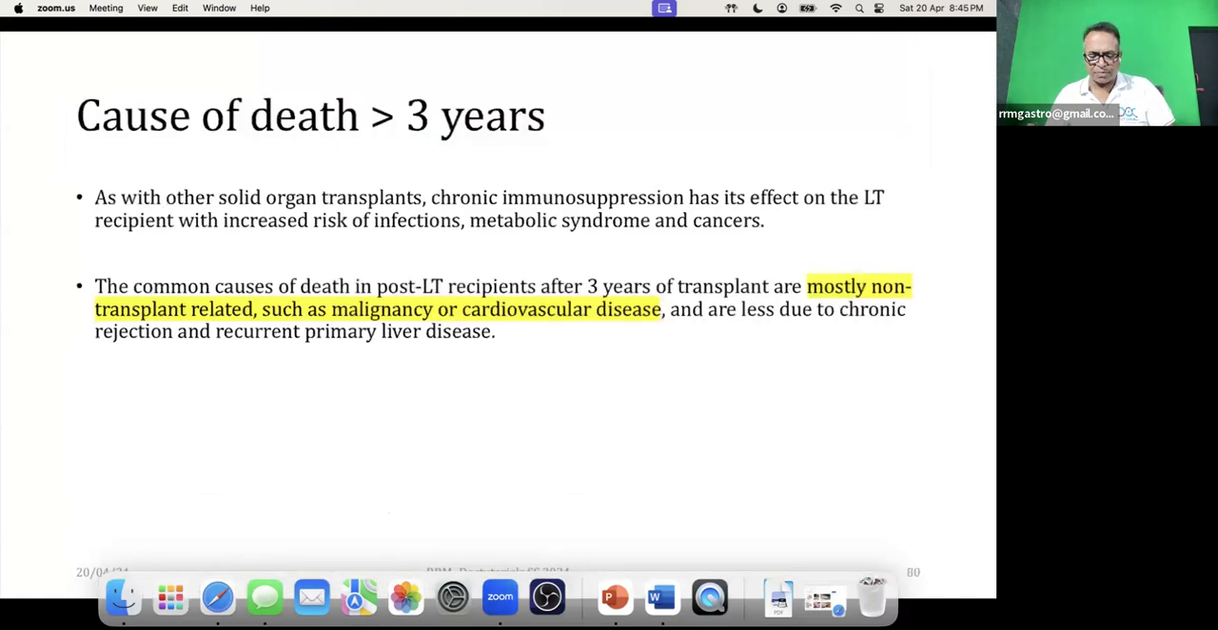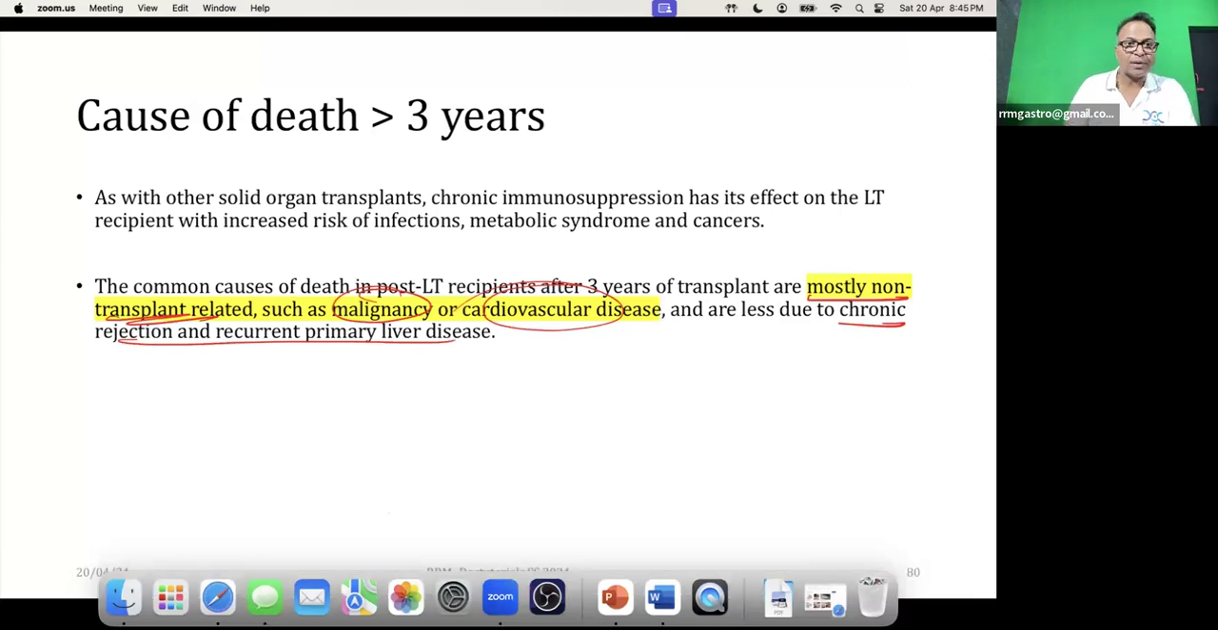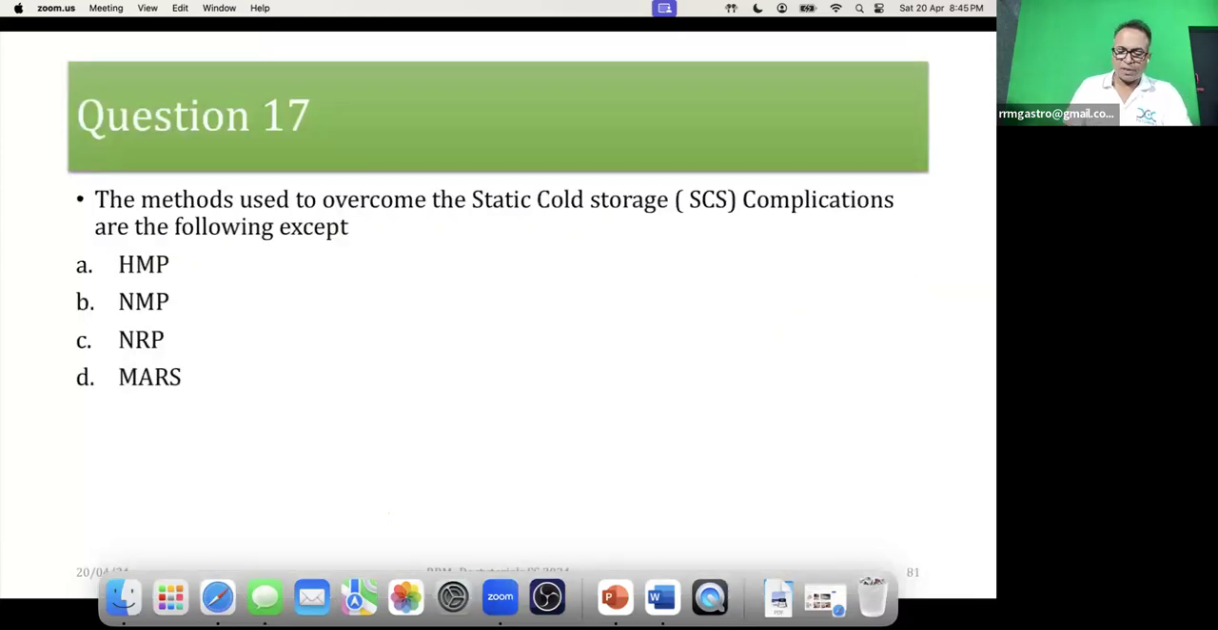Now the cause of death in liver transplant patients is mostly non-transplant related, like cancer and CVS causes. Death due to chronic rejection or recurrence of the primary liver disease is very less. So this is what I am discussing.